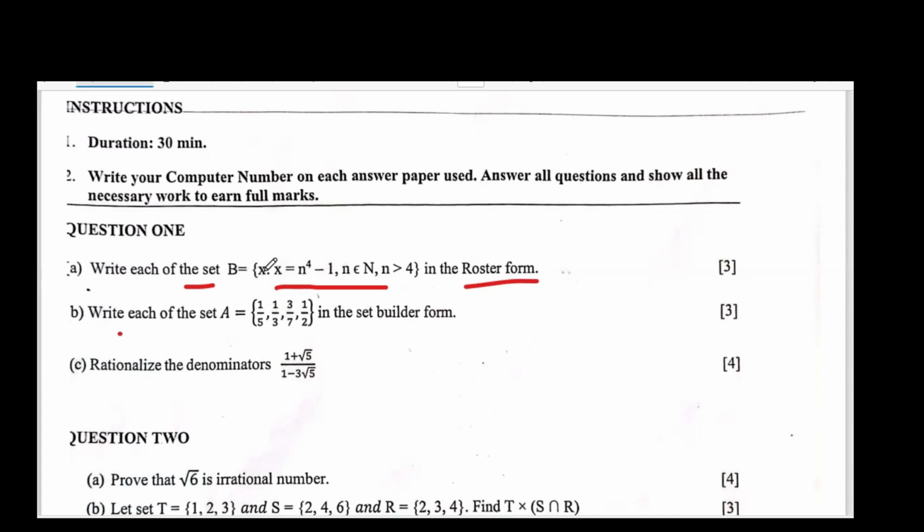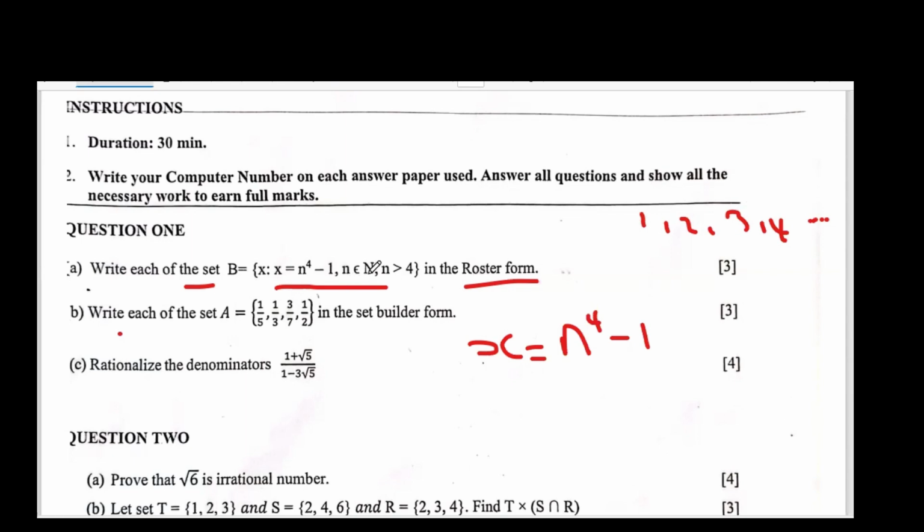So the set B is a set of x such that x is equal to n to the power 4 minus 1. So the value of x for this set is x equals n to the power 4 minus 1, right? So we'll be using this equation to find the values of x. And then here they're saying that n is a natural number. So I hope you remember what natural numbers are, starting from 1, 2, 3, 4 until infinity. Counting numbers are what we call natural numbers.